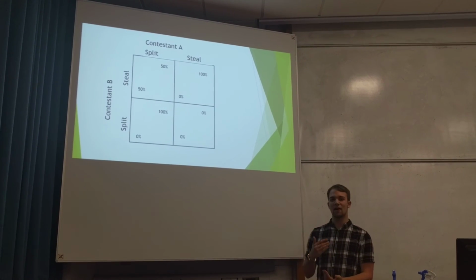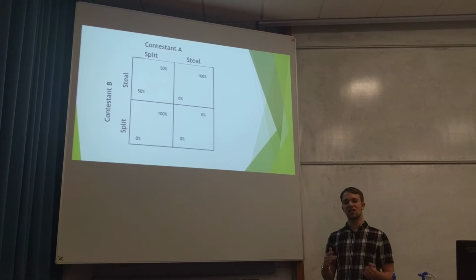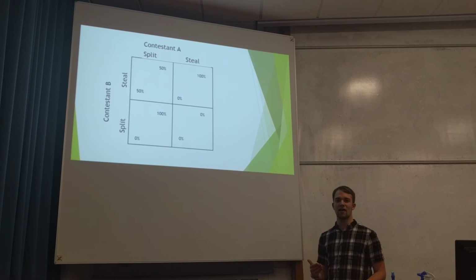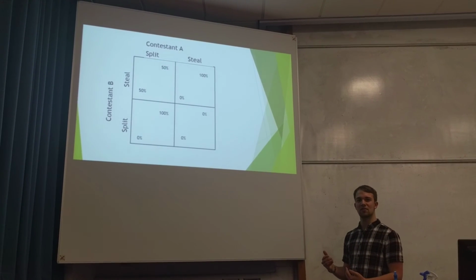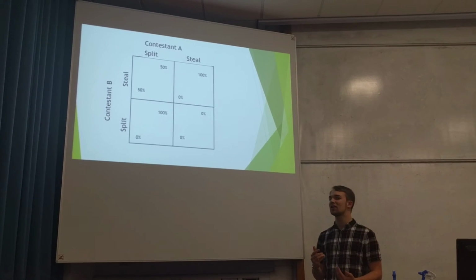But once again, when you think about the greater good, if one person was to steal while the other splits, looking selfishly at an average of 50%, but working together will guarantee an average of 50%. So this is one more example of how you can think about the greater good.